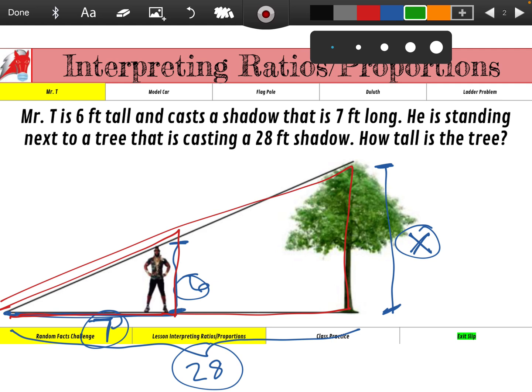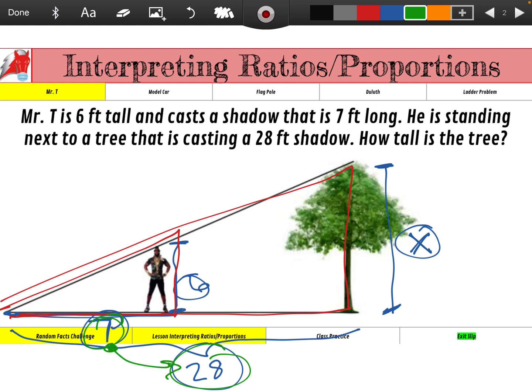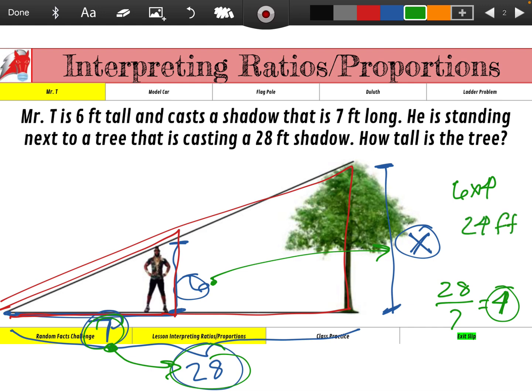The first one: here are our related pieces. If we go from this one up to here, it's 4 times as big. So that's my scale factor. If I want to do the same thing from 6 feet up to here, I simply do 6 times 4. So I know that the tree is 24 feet. We'll put units in there just to make sure.